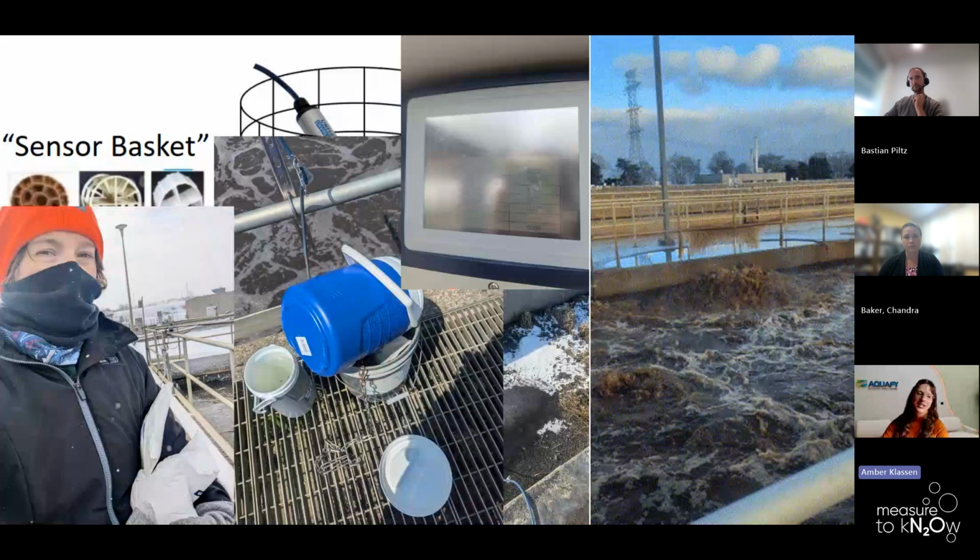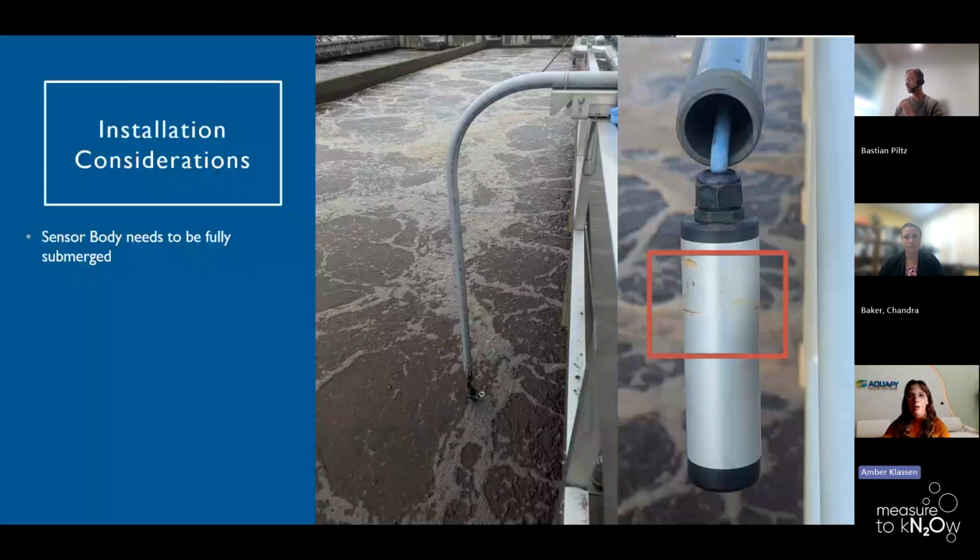Continuing on with the installation considerations. The sensor body does need to be fully submerged, so whatever configuration that you use needs to be long enough to fully reach the wastewater. So the temperature sensor is located in that red box. The weight of the sensor, again, should be supported by the chain, not the cable.